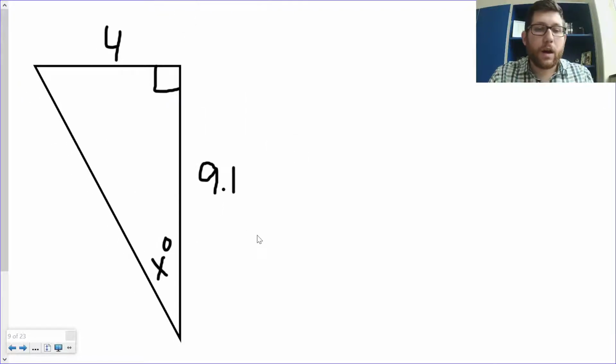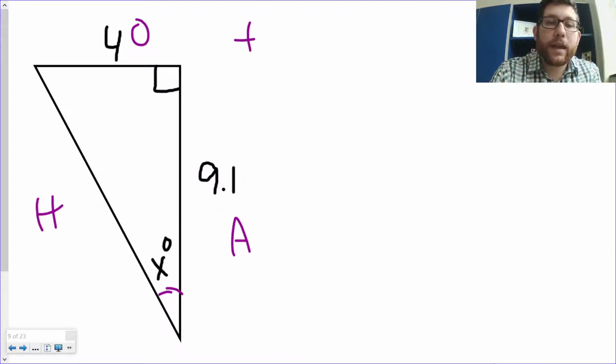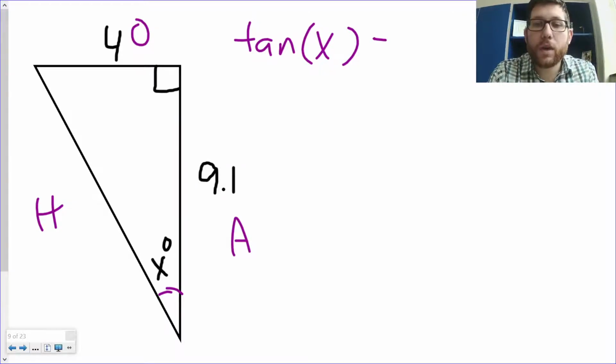Here we go. Now guys, this one's going to be a little bit different than the ones we've done in the past. Notice that I have both of my sides, right? So when I set this up, this is my H side, that's my O side, that's my A side, because I'm talking about this angle right here. So when I set this up, it's tangent of X, because it's X degrees. So X is going to go inside my parentheses, and then it's going to be O side 4 over A side 9.1.